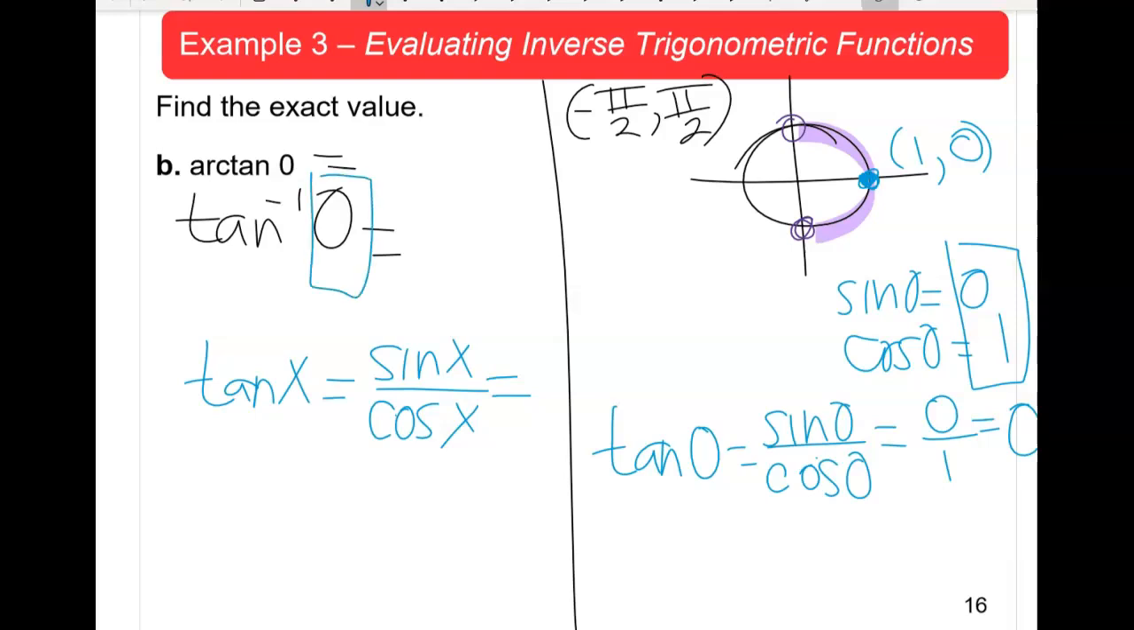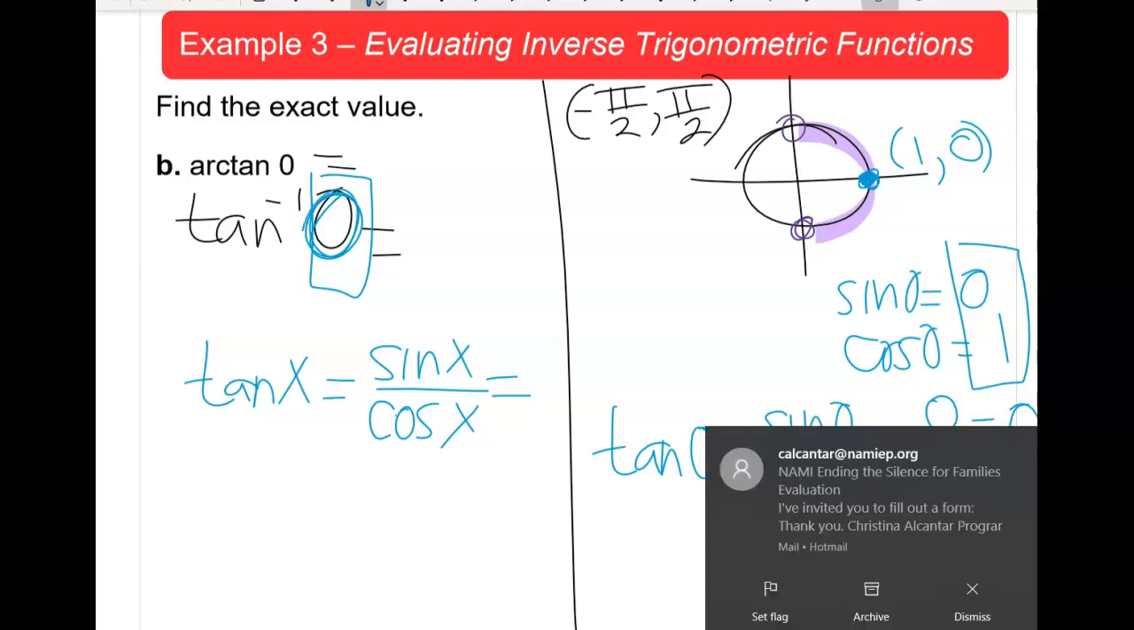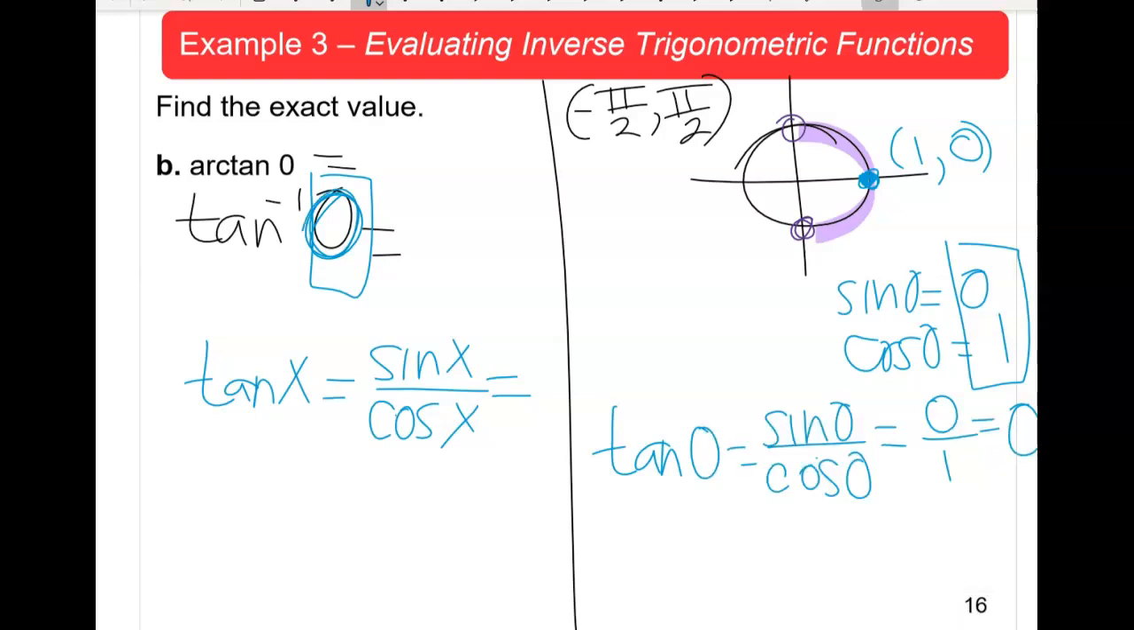So in this case, this is kind of like you're not really sure where it is, so I'm going to write the units. This 0 is just for the tangent value, and the other 0 that I have is actually for the angle measure, which happens to be 0 radians. And so that will be the answer.